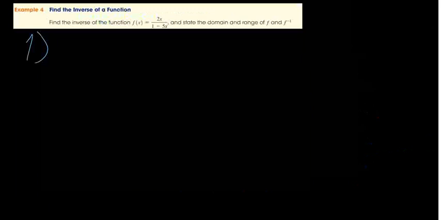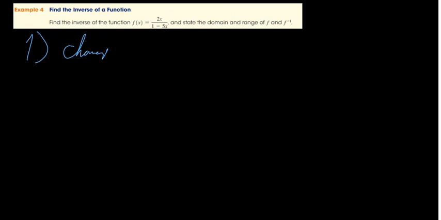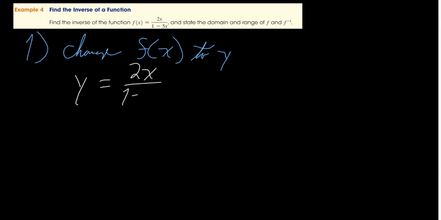So step 1, what we have to do is change f of x to y. So now we have y is equal to 2x over 1 minus 5x. Step 2, we're going to interchange.